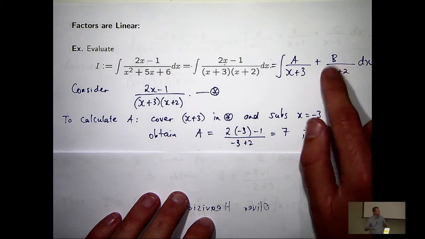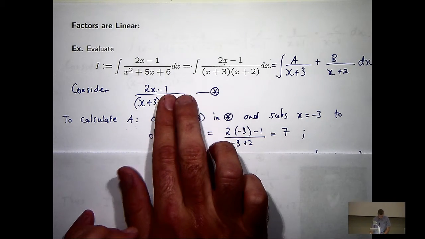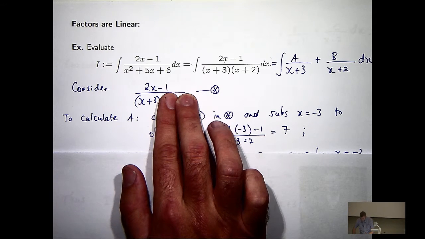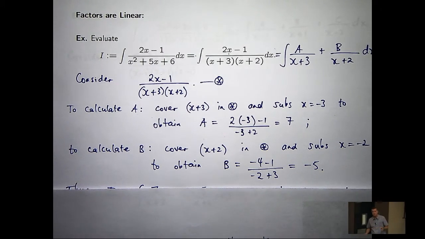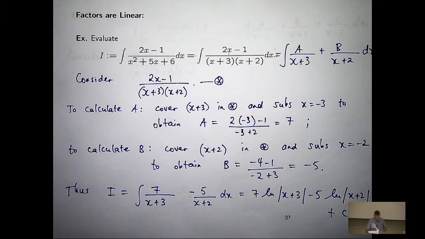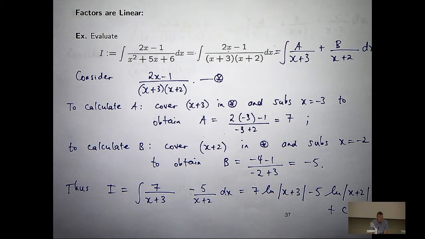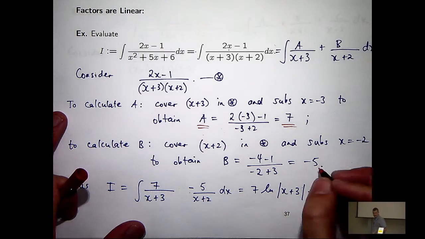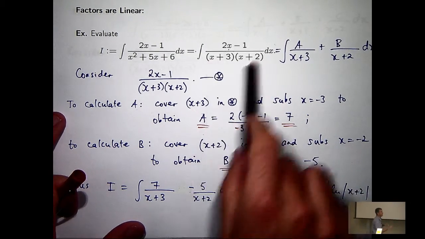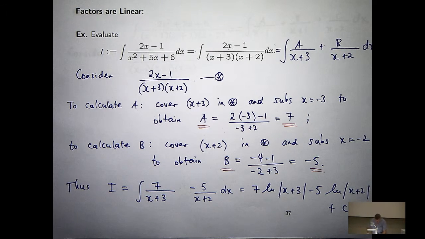To calculate B, I see B lies above x plus 2. Go back here, cover up the bracket containing x plus 2, and substitute in x equals minus 2. That'll give you B equals minus 5. Having got my two constants, I can write my integral in this fashion and then integrate to obtain logarithms. Now you can simplify this if you want to. I'm just going to leave it as is. But that was the basic method that we learnt yesterday. It's a powerful method. It requires hardly any algebra.